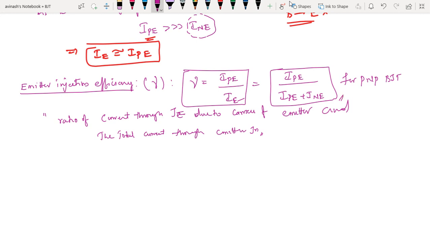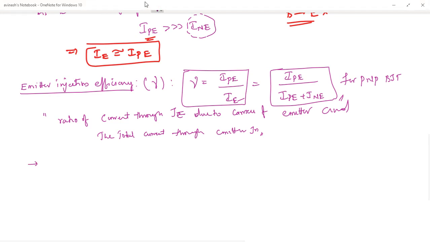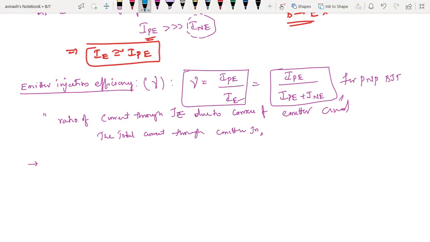As the emitter is heavily doped and the base is lightly doped, gamma is slightly smaller than 1. So gamma should be slightly smaller than the value of 1.